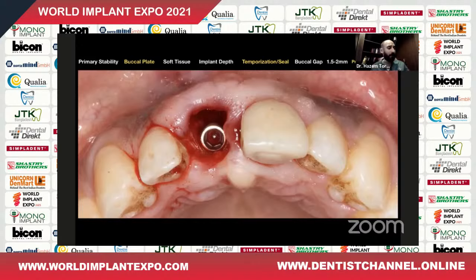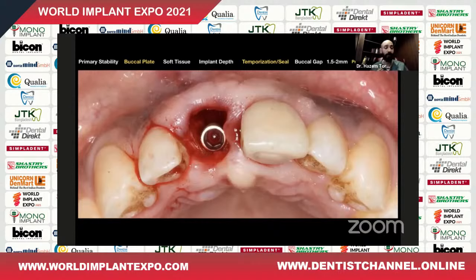The implant depth. The implant depth is of critical importance because it affects the emergence profile. It affects the final shape of the crown, and it affects the amount of vertical dimension that we have for biological width and for protection of the implant abutment assembly. The temporization or the seal. Are we achieving good seal through temporization? And the buccal gap thickness.